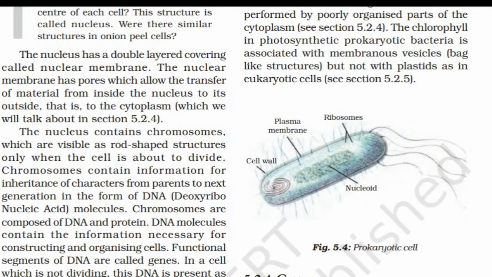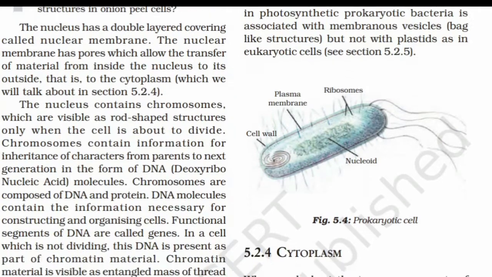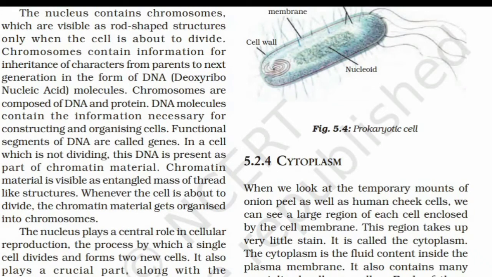Now see, very interesting. Chromosomes are there in the nucleus. Chromosomes have DNA and proteins, and DNA has parts called genes. Chromosomes are composed of DNA and protein. DNA molecules contain the information necessary for constructing and organizing cells. These words you have to remember. What do DNA molecules contain? DNA molecules contain the information necessary for constructing and organizing cells.